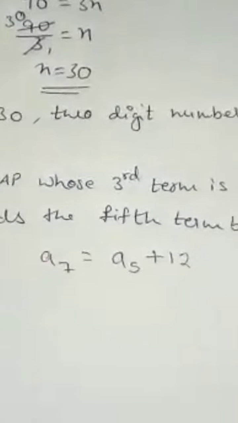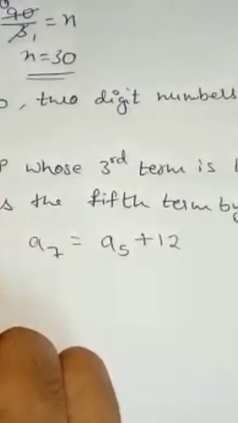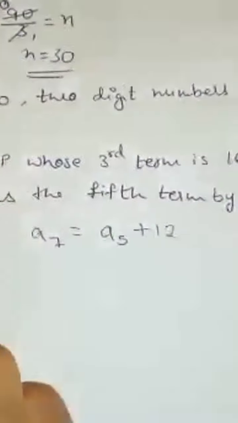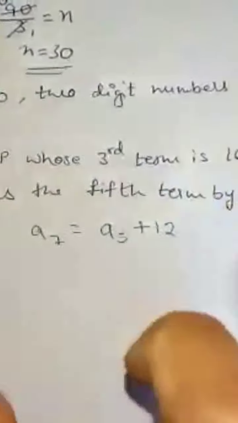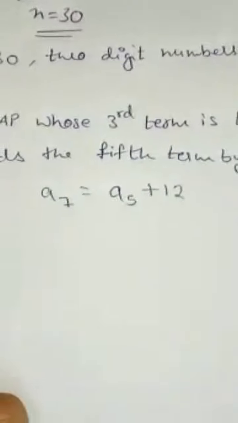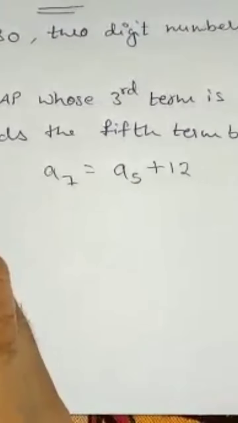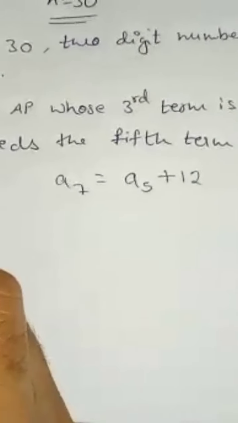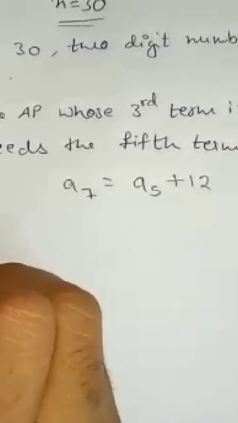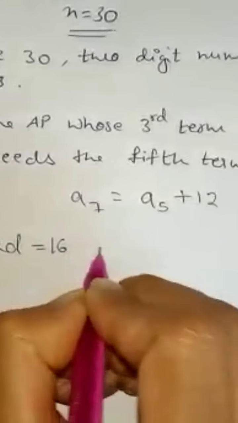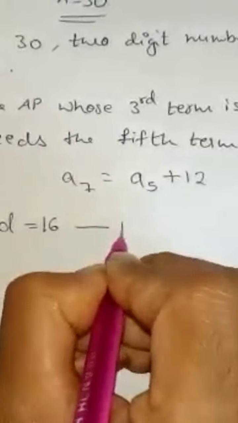Now you want to find the AP. To find the AP, what do you require? a and d are required. The first term is not mentioned, d is also not mentioned. Using these two given data, you have to find a and d. First, elaborate it. How can you write a3? a3 is equal to a plus 2d. So a plus 2d is 16. Take this as the first equation.